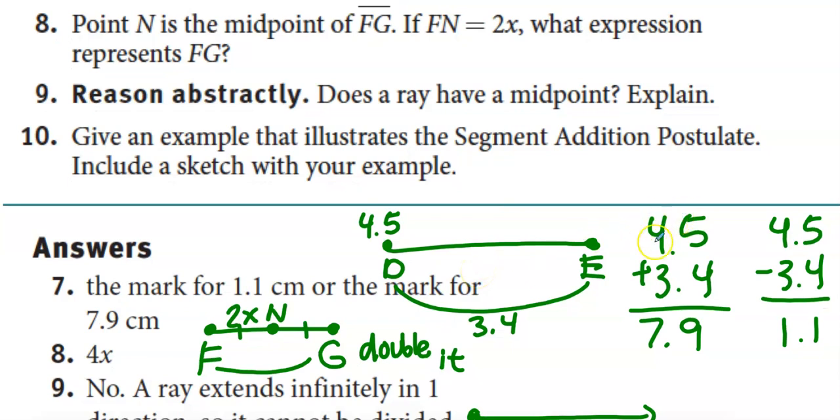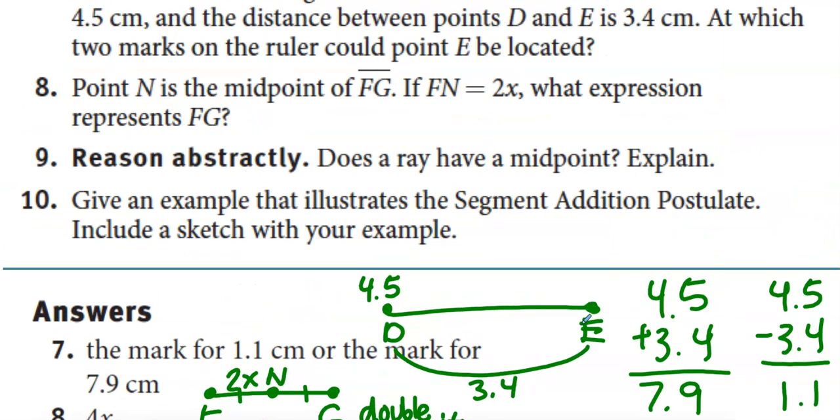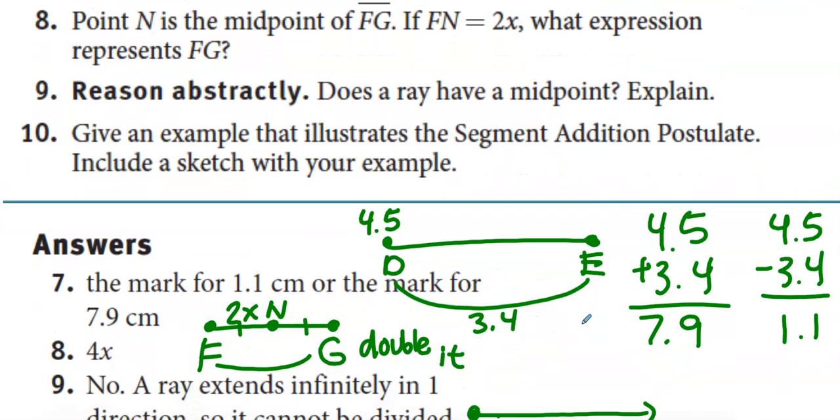First I started at 4.5 and added the distance of 3.4 to get 7.9. And I could also go the other direction over here. So I subtracted 3.4 from 4.5 to get 1.1. So those are the two possible locations for point E. On number 8, it says N is the midpoint and that FN is 2x. To find the whole entire thing, you just have to double 2x. So 2x plus 2x is 4x.